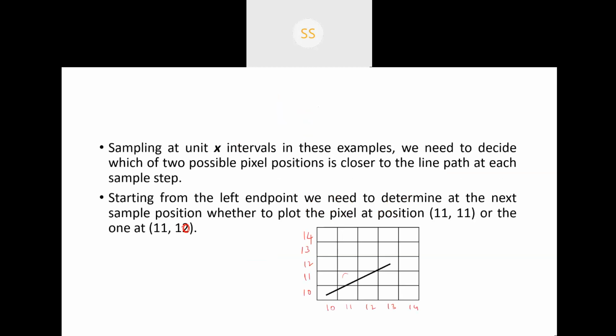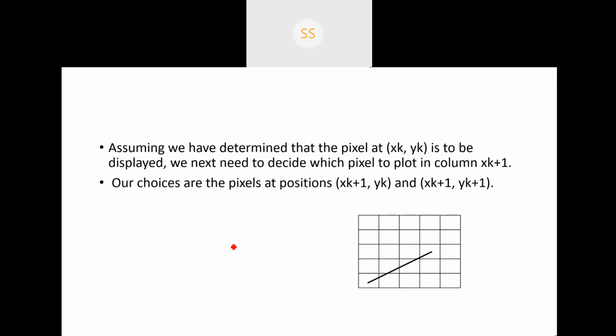In the example I gave, I have plotted the position 10, 10. You can call it x0, y0. When I go to the next sampling point, x1, I know the x value increments from 10 to 11, that is for sure. But I do not know my y value. Either I plot this pixel or this pixel, so y can be y0, that is 10, or y1. I do not know which one to take. Bresenham's approach is basically about deciding which value you have to take.